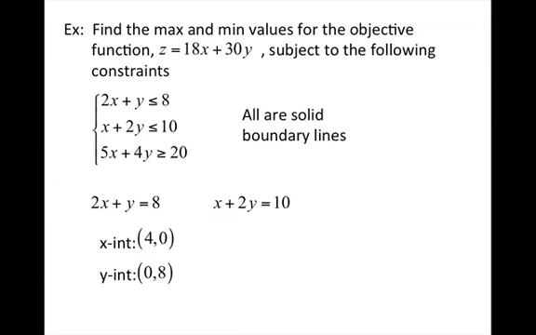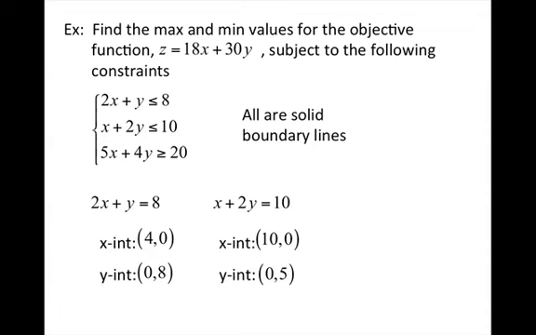Then my second boundary line, I have x plus 2y equals 10. For the x-intercept, let y be 0, and I end up with x equals 10. So I have the ordered pair 10, 0. For the y-intercept, let x be 0, and you end up with 2y equals 10. If you divide by 2, y equals 5. So you have the ordered pair 0, 5.